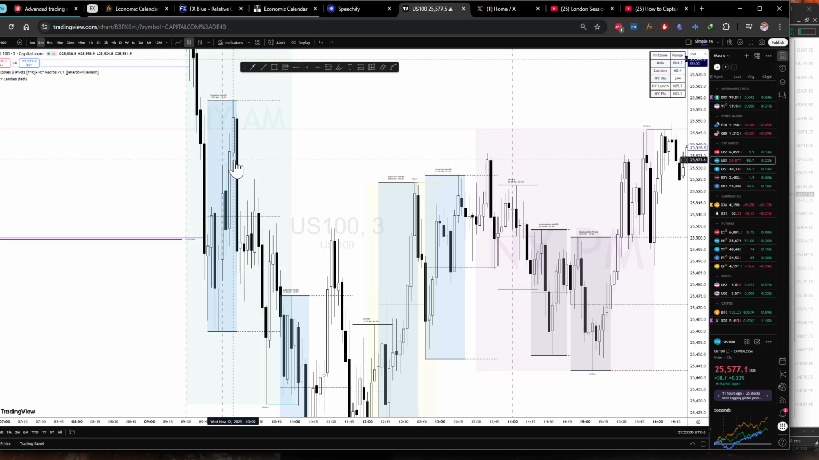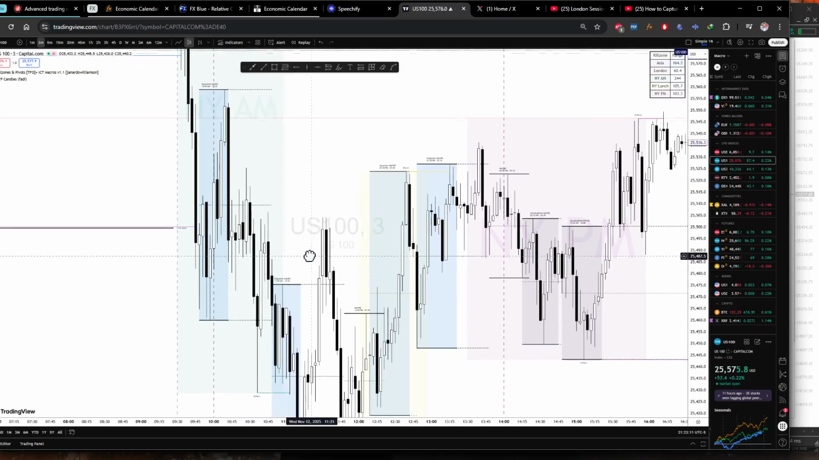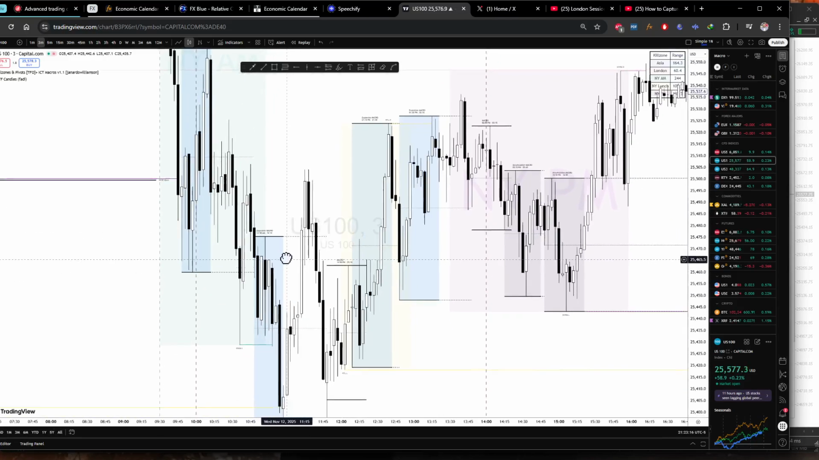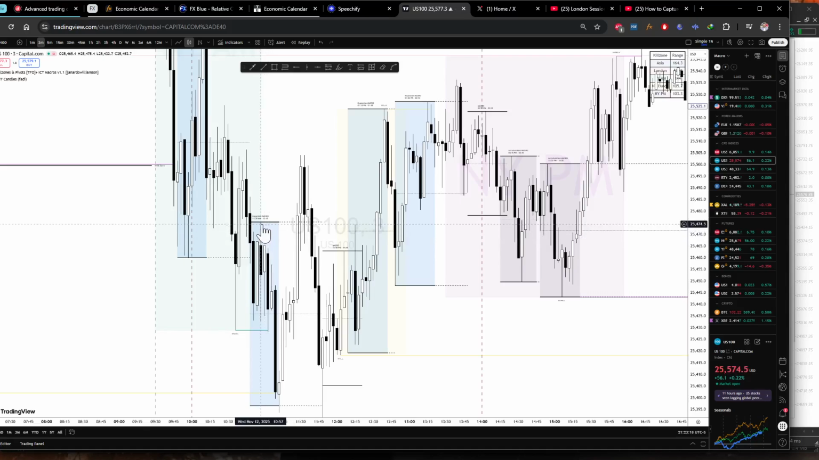No entry there, coming all the way back down. Unless you just took the trade, took the sell, you know. But we sold all the way back down, going into 1150 to 1210, coming all the way down.